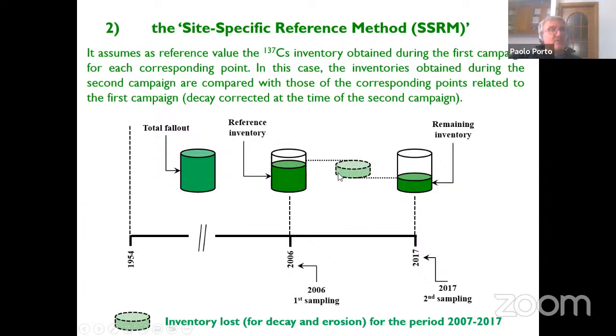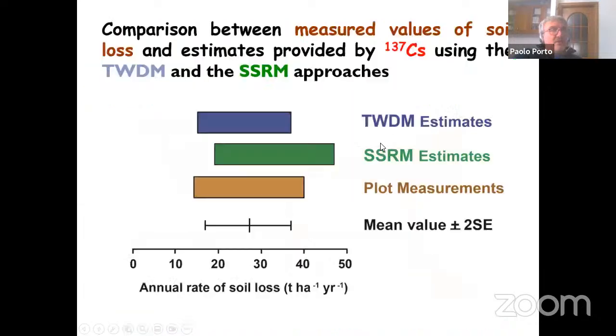Okay, so we directly convert the amount of cesium lost between the two sampling campaigns into a value of soil loss. And in this second graph, you can see the comparison between the plot measurements, the first resampling method, and the second resampling method. You can see that the values coincide, they overlap. That means that cesium-137 is very strong in estimating soil loss.